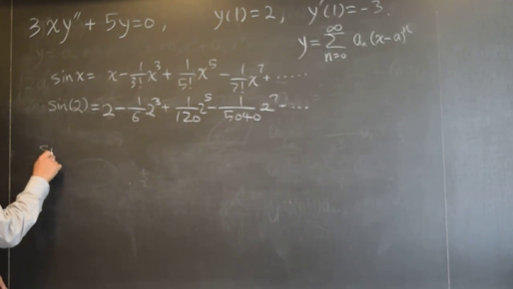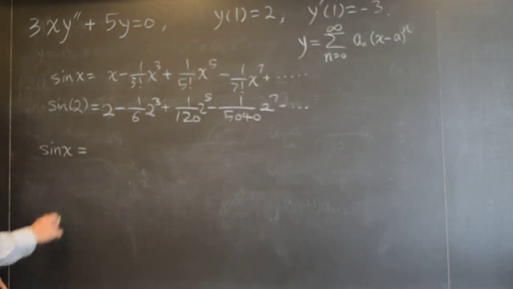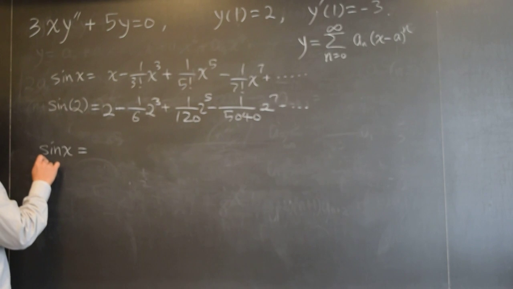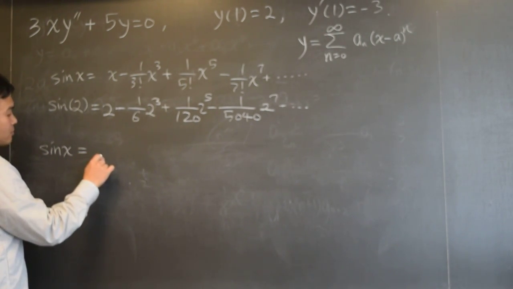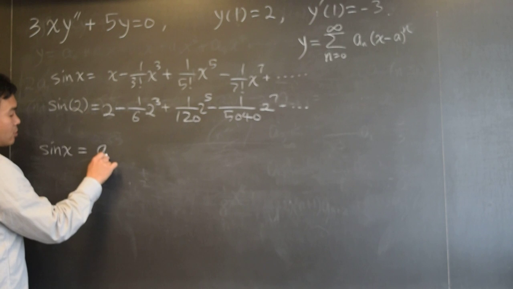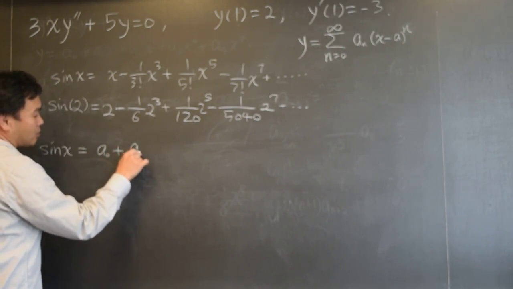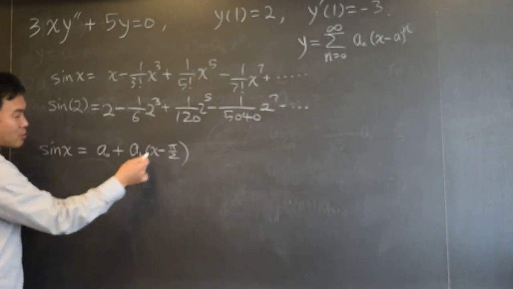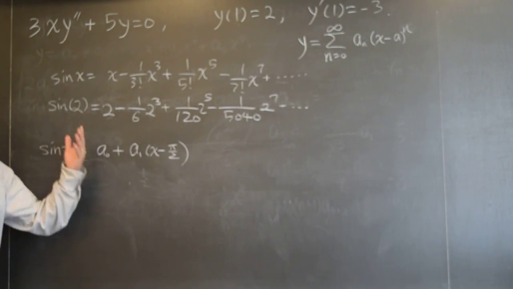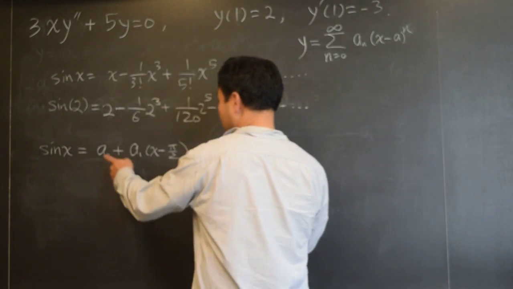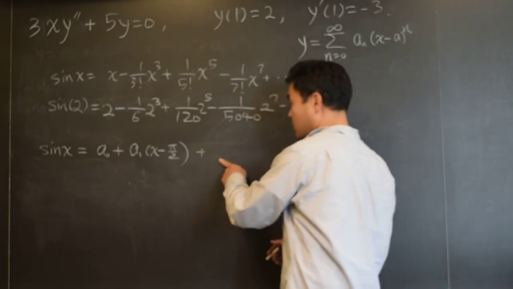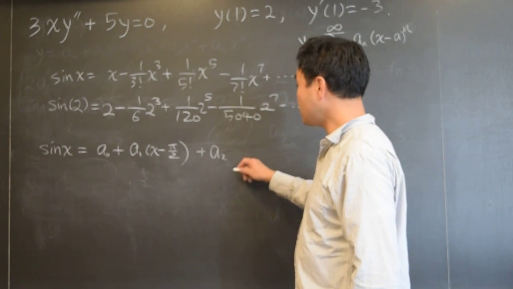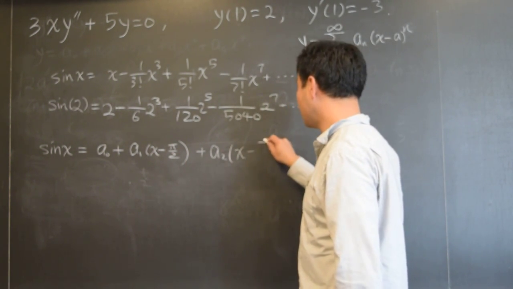Why not make sine of x equal to, say, a0 plus a1 times x minus pi over 2? Because pi over 2 is about 1.5. It's pretty close to 2, right? So if I can figure out these values for x minus pi over 2, then that could be better.